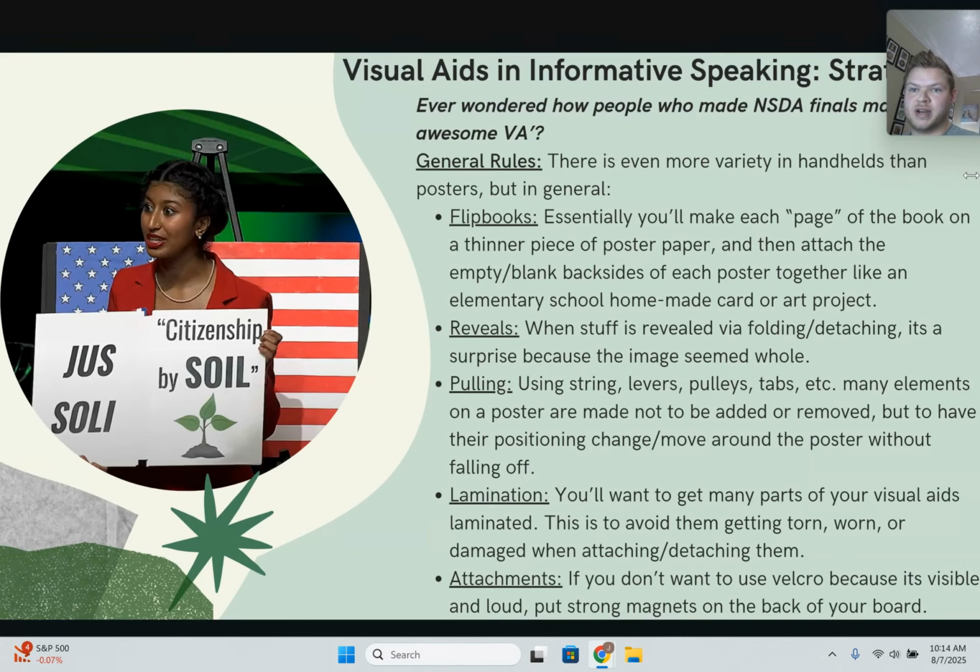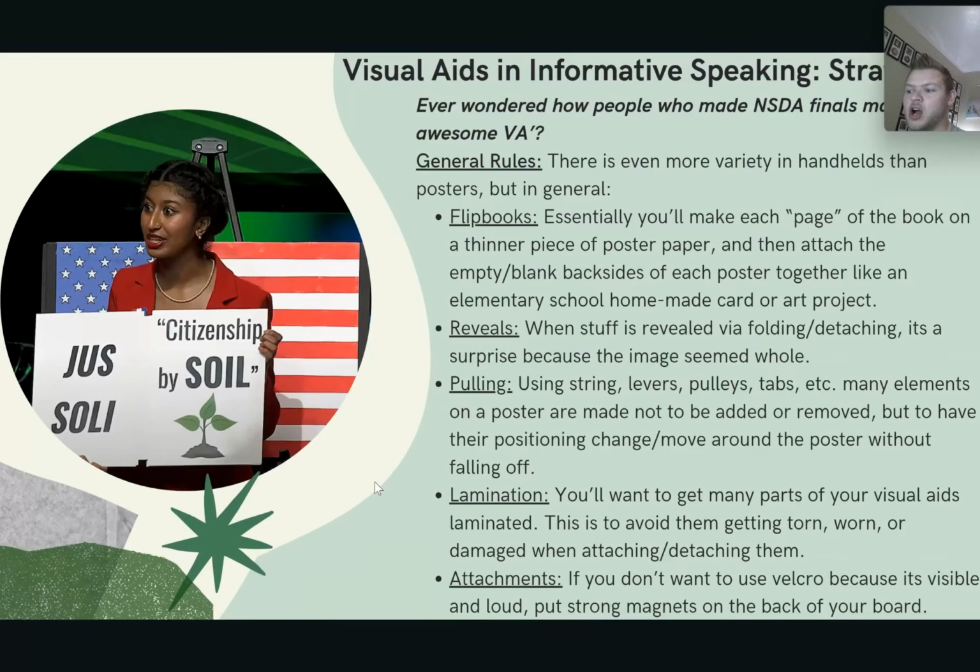You'll also want to consider getting many parts of your visual aid laminated because it will avoid them getting torn, worn, or damaged when you are attaching or detaching things to your visual aids. And with your attachments, things that you add and take off the posters, if you don't want to use Velcro, even though Velcro is convenient and doesn't fall off as often, but it's visible and it makes a noise, you can instead use magnets.